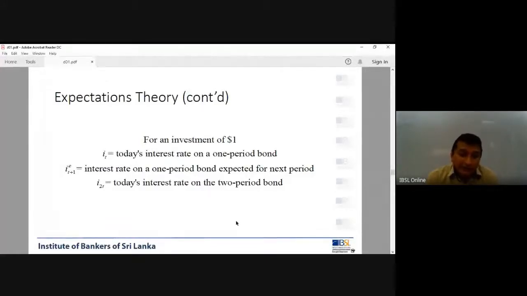And I2T, that is today's interest rate on the 2-period bond. That's what we derived by dividing IT plus IE T plus 1 by 2 and derived 7% in the previous slide. So that is today's 2-year interest rate. So IT is today's 1-year interest rate. IET plus 1 is the 1-year interest rate 1 year from now. And I2T is today's 2-year interest rate. This is the explanation for you to understand the building of the equation easily.